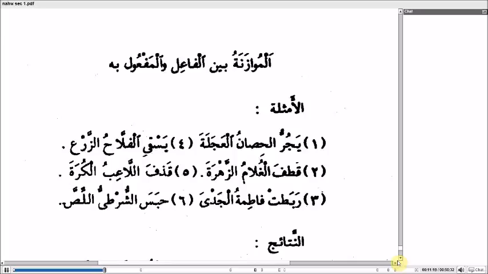These are just more examples. We don't have to necessarily read them. It's the same thing. Yajurru al-hisan al-ajala. Yajurru is to pull. Hisan is a horse. Al-ajala is a cart. So the horse pulls the cart. Qataf al-ghulam al-zahra. The young boy picked or pulled flowers.